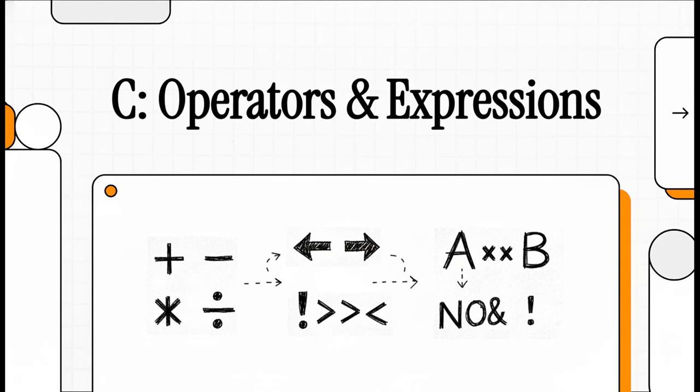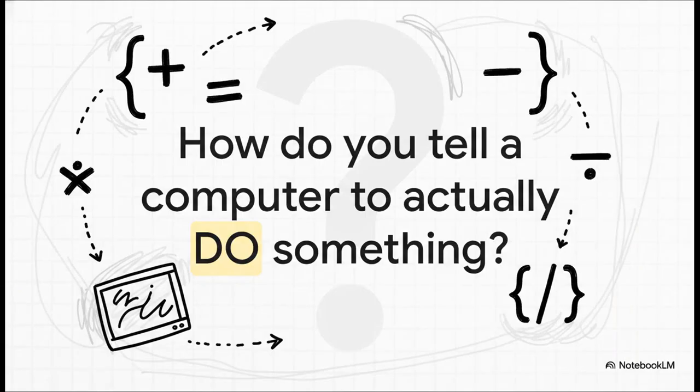Welcome to The Explainer. Today, we are really getting into the guts of the C programming language. We're going to talk about how you actually make a computer do something using things called operators and expressions. Right, so how do you actually get a computer to perform a task? I mean, you can't just talk to it. You have to give it really specific instructions.